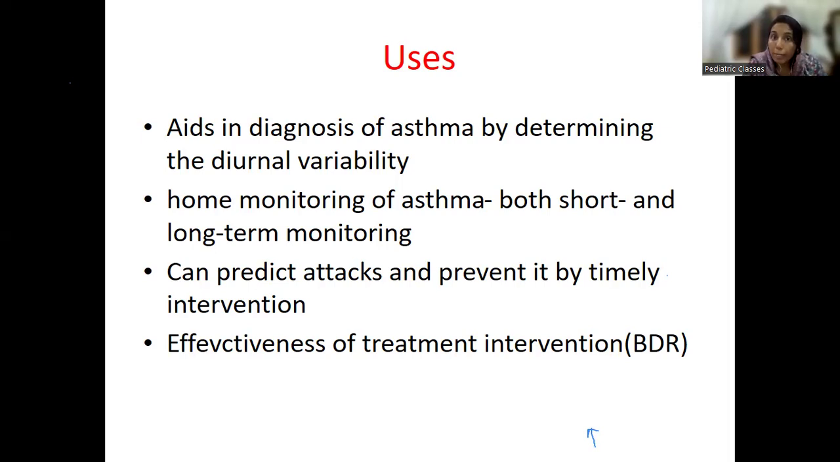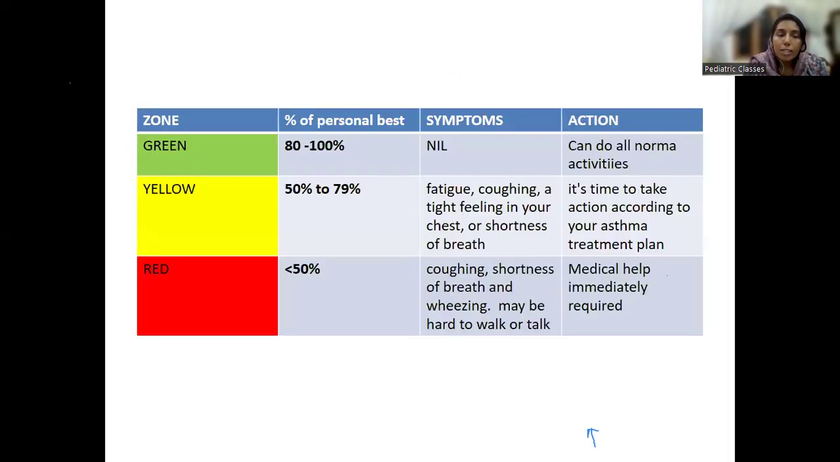It can also predict an attack. Suppose you do the test and get a very low PEFR, less than your personal best. That can tell us the patient is going to have an attack even before the symptoms have started. So it can predict the attack and prevent it by timely intervention. We can also check the effectiveness of our intervention by doing a post-bronchodilator test. So these are the zones of PEFR.